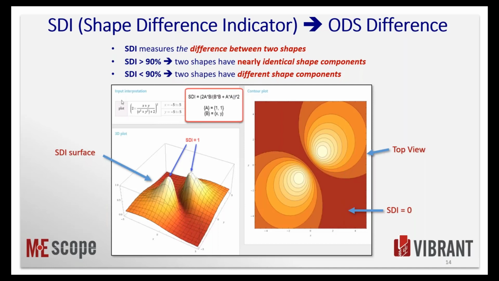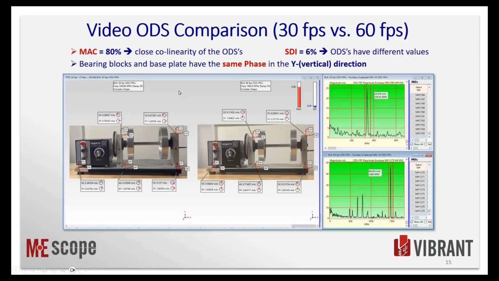So here's a little surface of SDI and then a top view over on the right. And again, the red area is where the two shapes are numerically very different from one another. There are only two places where their SDI value will be equal to 1. If they vary by just a little bit from one to the other, numerically speaking, they're different. They have different numbers in them, both magnitude and phase.